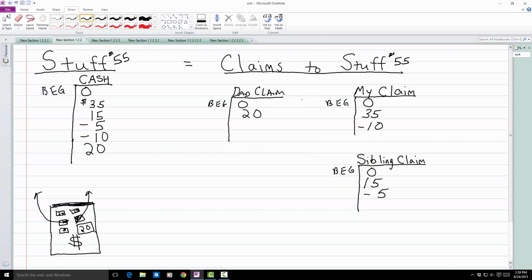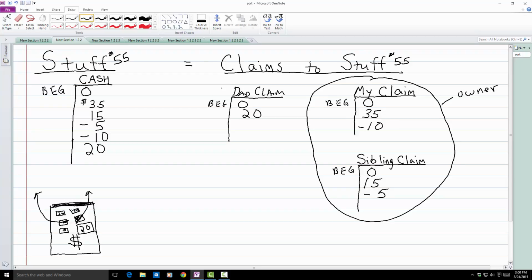Now there's an important distinction to make here, and I want to make it clear. These two accounts here, my claim and the sibling claim, we're owners of the bucket. These are ownership claims. Dad isn't an owner. He's a loaner. He's a creditor. He wants that money back. Okay? So that'll become important later on.